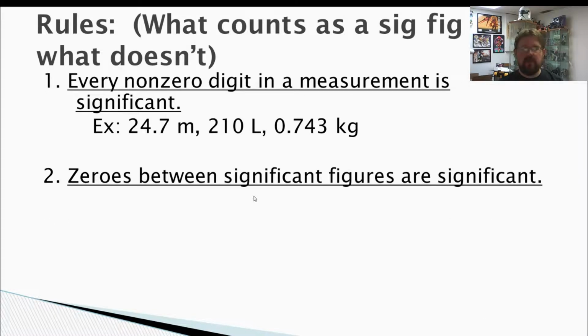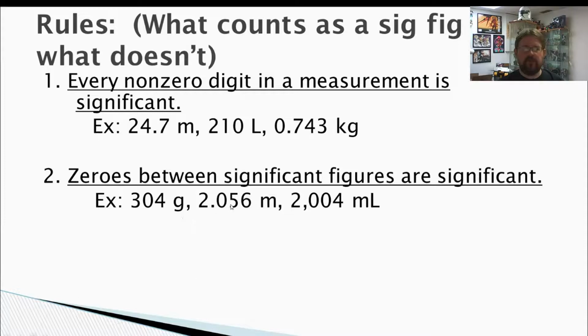Rule number 2, zeros between significant figures are significant. I call this one the sandwich rule because you have a sig fig here and a sig fig here, and in between are all these zeros. If those zeros are sandwiched in between 2 sig figs, they count. So let's take a look.